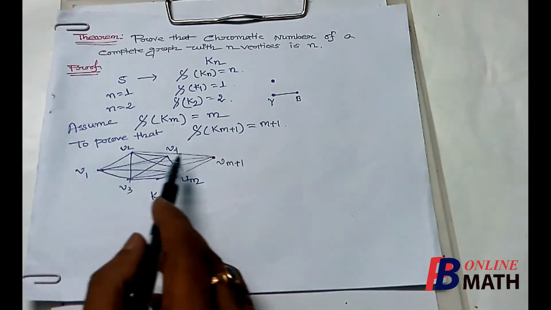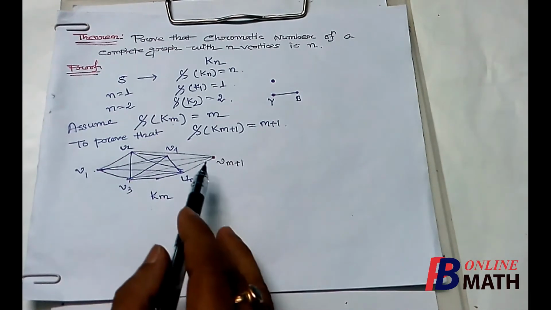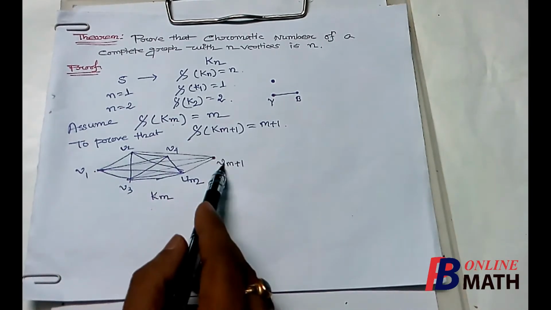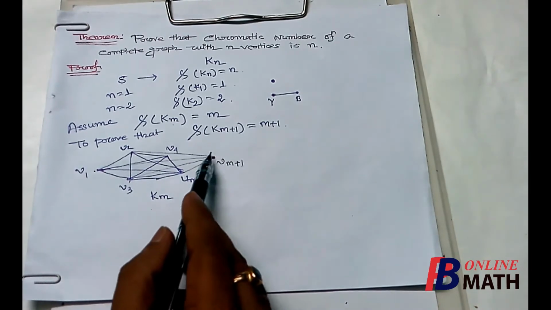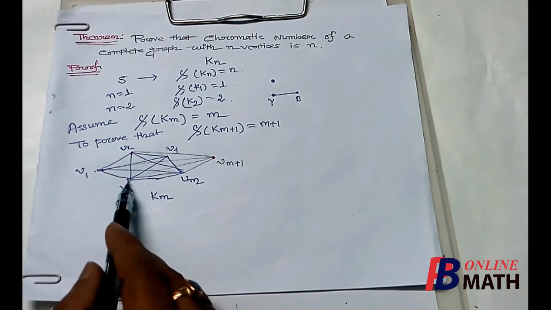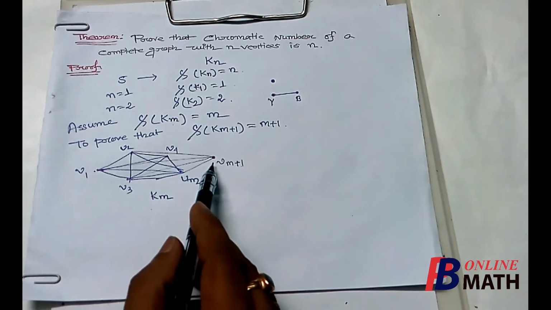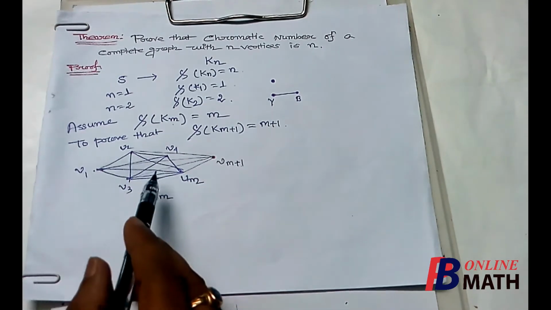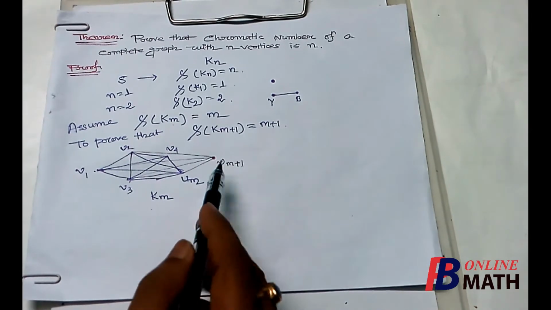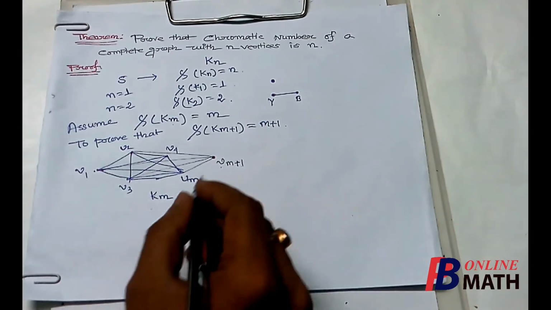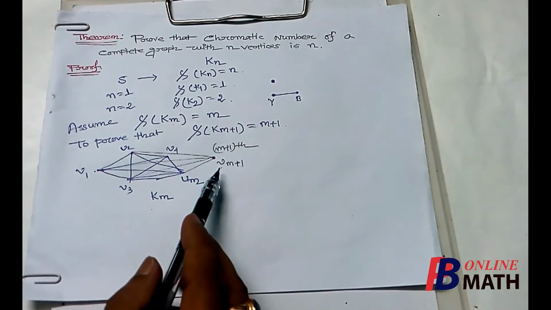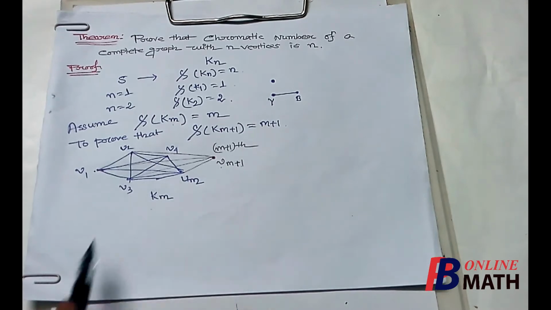Now V1 is adjacent to Vm plus 1, so we can't assign to Vm plus 1 the same color as that of V1. Similarly V2 is adjacent to Vm plus 1, so we can't assign the same color as that of V2. Again it is adjacent to V3, V4 and also Vm. So we can't assign any of these m colors by which we have colored this graph Km. So to color this vertex Vm plus 1, we have to introduce a new color. We have to introduce an m plus 1th color to color this vertex, because this vertex is adjacent to all of these remaining m vertices.